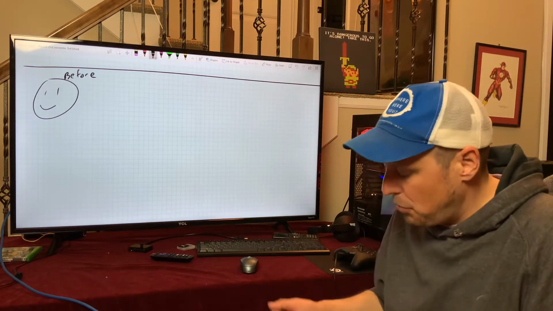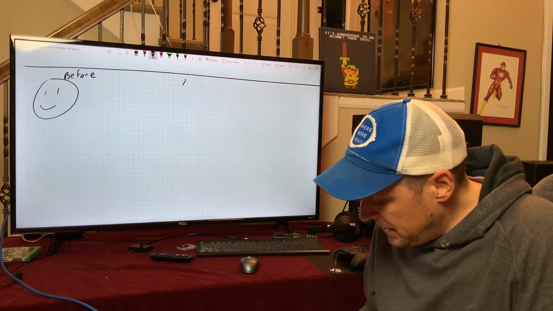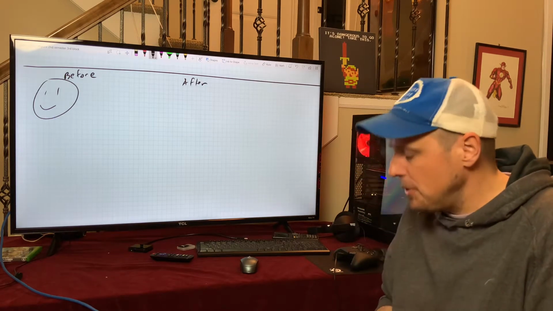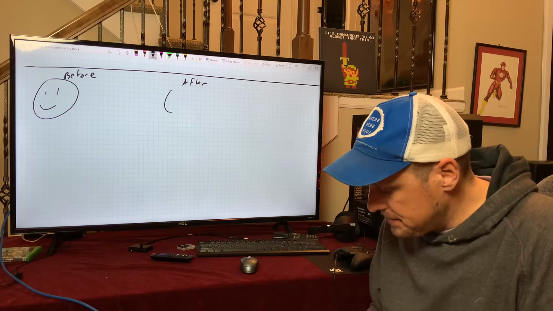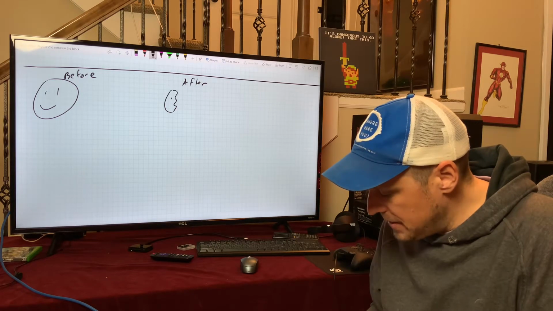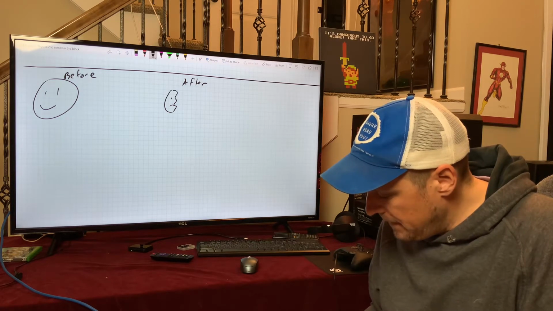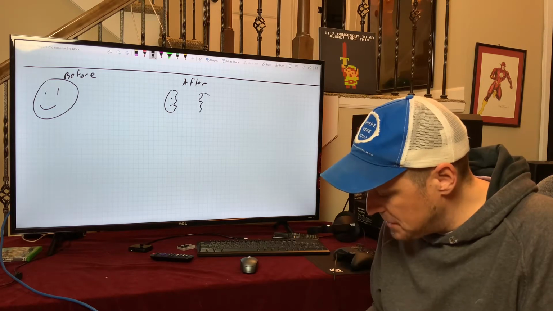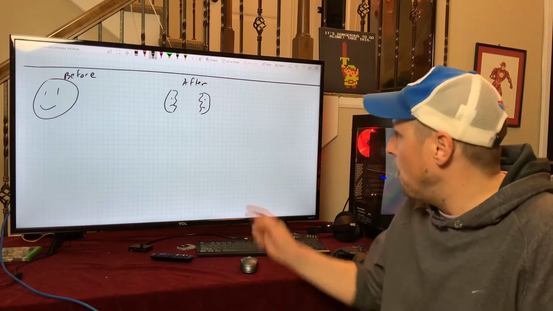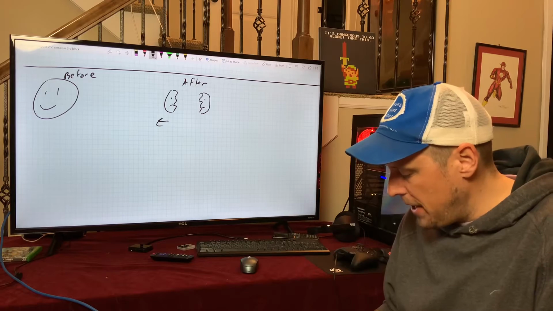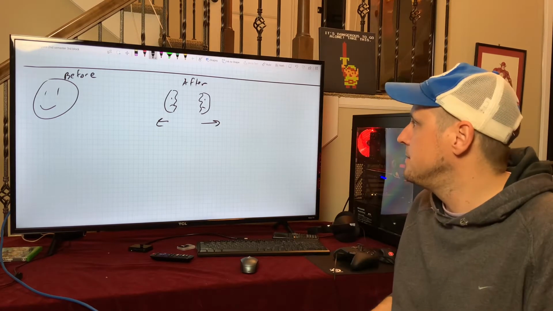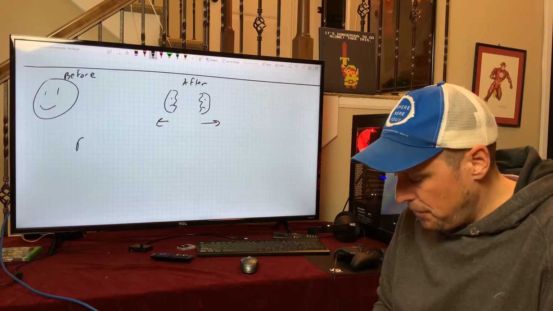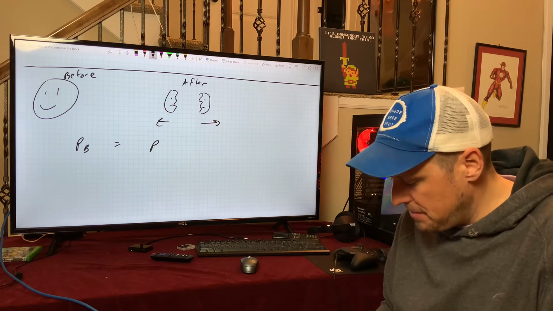So we're going to have him explode. So that's the before picture. And here will be the after picture. And the after picture will have, he is not happy. Again, this is a split second after. One piece would have to fly one way, another piece would have to fly the other. Okay? So this is the momentum before equals the momentum after.